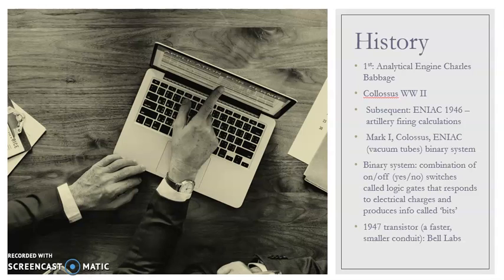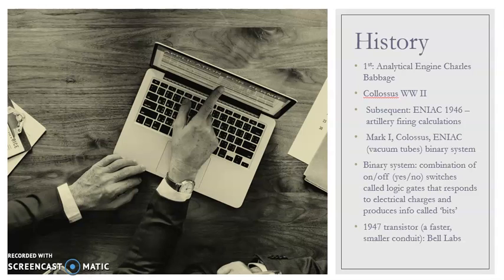In 1946, the Electronic Numerical Integrator and Calculator, the ENIAC, was put to work at the University of Pennsylvania. Designed to perform artillery firing calculations, the ENIAC was America's first general-purpose digital electronic computer. Unlike the Mark I, which used electromechanical relays, the ENIAC used vacuum tubes, and it was much faster.